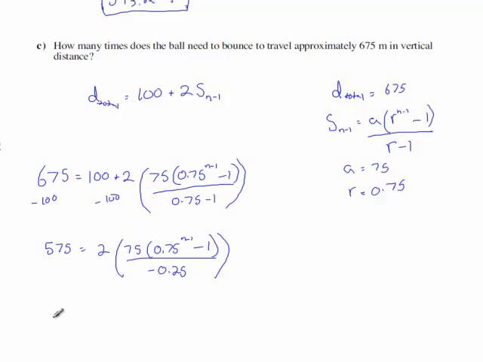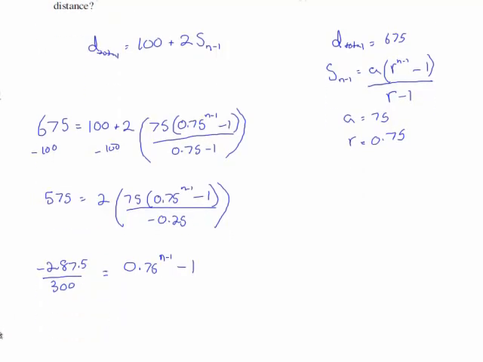And you end up with negative 287.5 divided by 300 equals 0.75 to the power of n minus 1, minus 1. Now I'm going to add 1 to both sides, or in other words, add 300 over 300. So I end up with 12.5 divided by 300 equals 0.75 to the power of n minus 1.